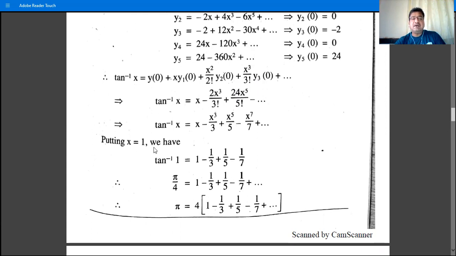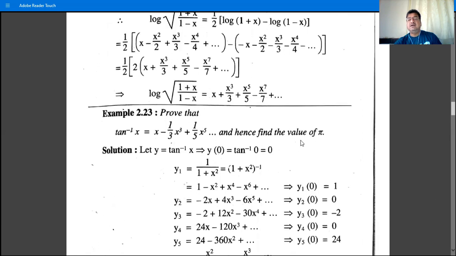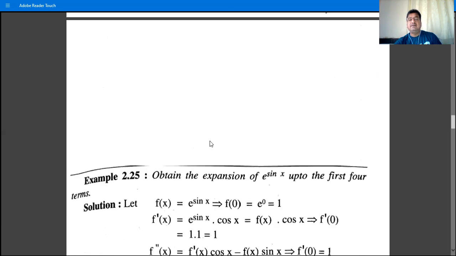So if we substitute x equal to 1 in this expansion of tan inverse x, we have tan inverse 1 is 1 minus 1 by 3 plus 1 by 5 minus 1 by 7. And tan inverse 1 is pi by 4, because tan pi by 4 is 1. And therefore pi by 4 is this, and therefore the value of pi, shifting this 4 into the bracket, we have this. So this is the value of pi.